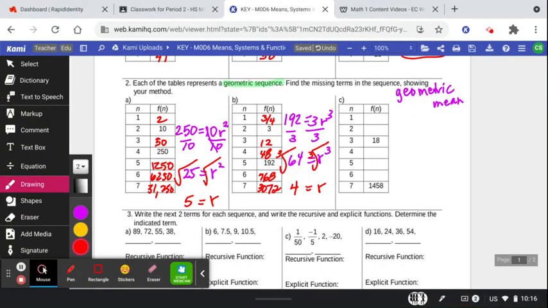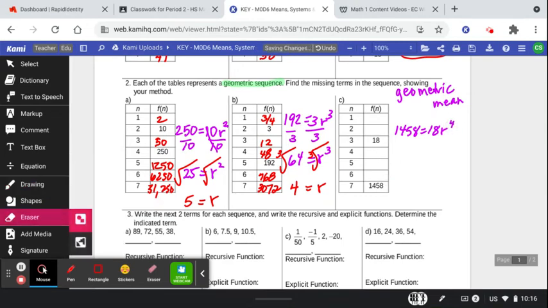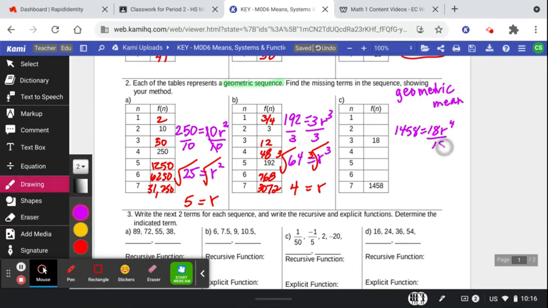All right, pause the video and see how it works on this last one, and let's see how you did. Okay, so this one we're going to end up at 1458 after we begin with 18. Multiply it by some ratio r, 1, 2, 3, 4 times. So r to the 4th. So here we go, divide that by 18. Grab your calculators.